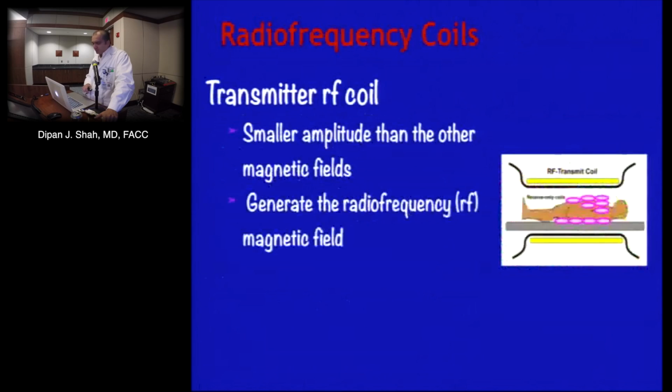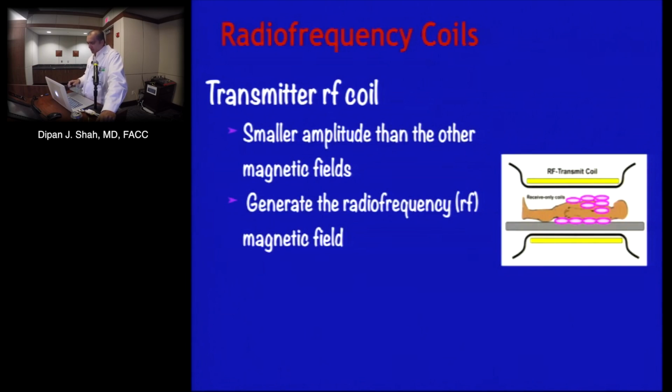The other thing that's required: the gradients cause a distortion to the magnetic field, and the other piece now is the RF, radio frequency waves. There are 2 things to keep in mind: a transmit RF coil and a receive RF coil. Just like a radio station, it transmits somewhere, and then you have an antenna that actually receives the RF waves.